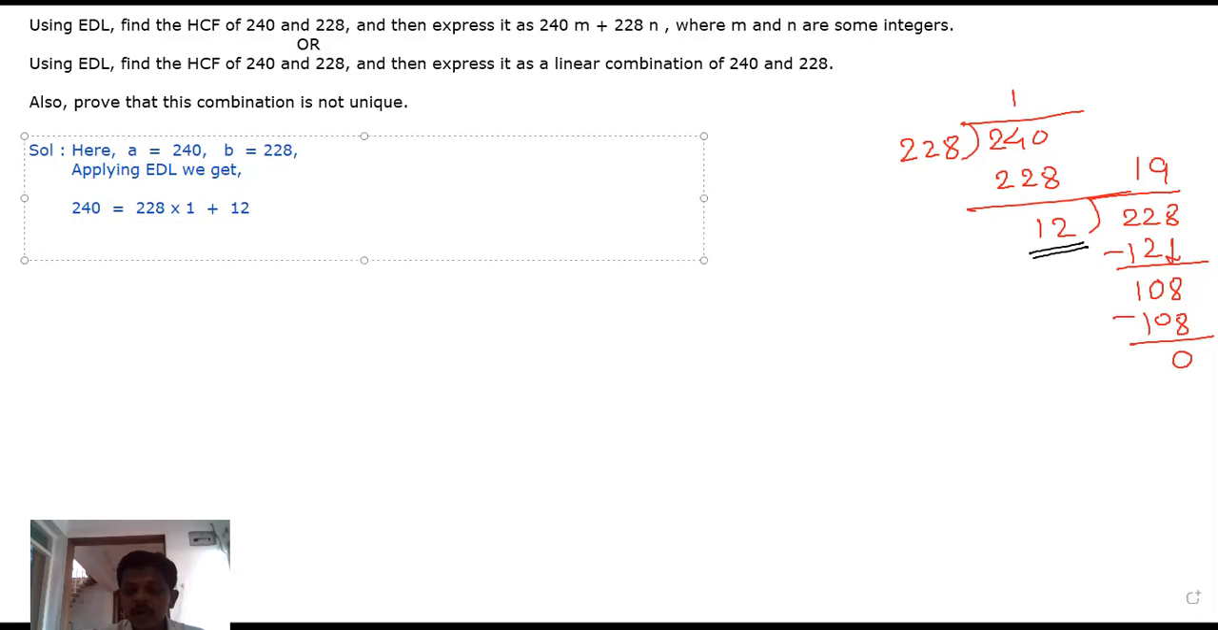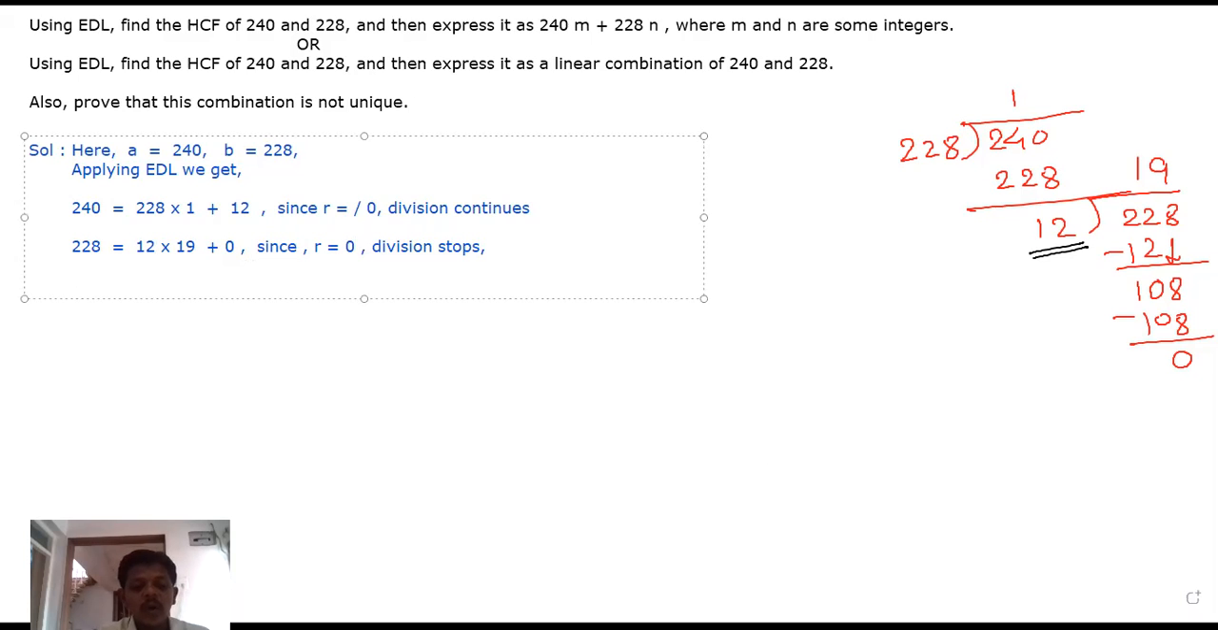And next step, here we will write, since r is not equal to 0, division continues. 228 is equal to 12 into 19 plus 0, since r equal to 0, division stops. And whenever the division stops, who is the divisor? 12 was the divisor.